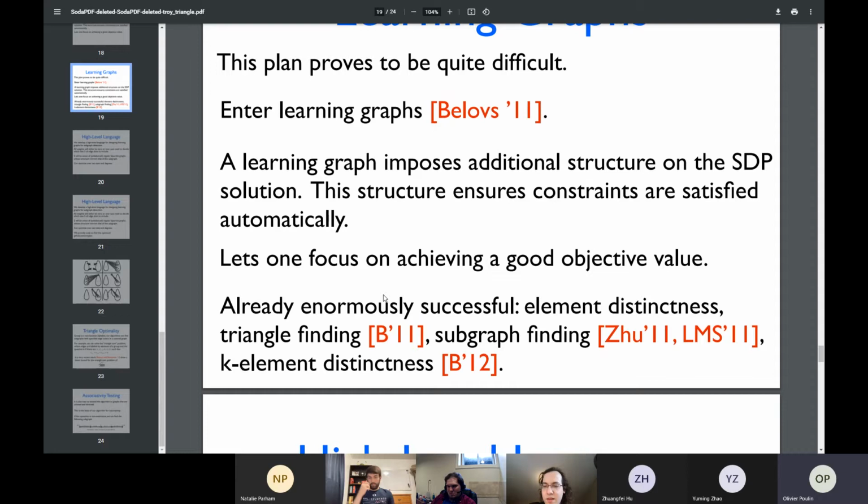Right. Well, they list some problems here where learning graphs were apparently enormously successful. But 2 of them were by Belovs himself, so maybe not entirely representative of how successful learning graphs are. Right. And often many things you can do with learning graphs, you can also do with quantum walks directly, but not always. Yeah. So there are some cases where constructing the learning graph is a lot easier than constructing the quantum walk. Okay, thanks.